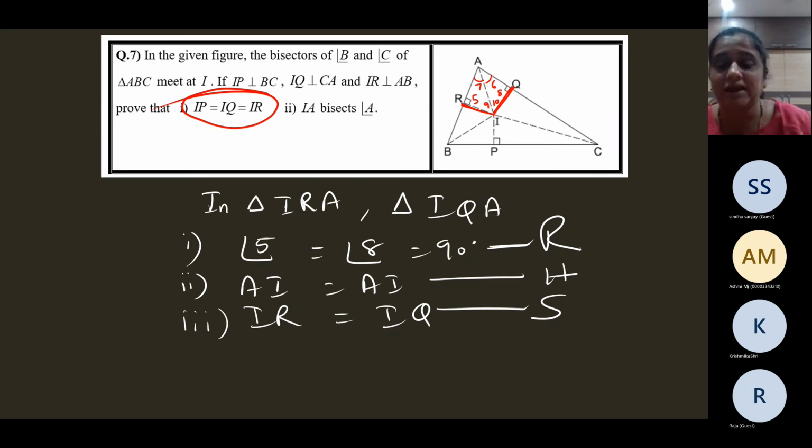I was telling you that right angle and then hypotenuse. It's a common hypotenuse. AI is the hypotenuse to both the triangles. And IR is equal to IQ, some other side. RHS. The two triangles are congruent. So CPCT, you will get angle 6 is equal to angle 7. So if 6 is equal to 7, that means AI bisects angle A, or IA bisects angle A, because 6 and 7 are equal portions of angle A.